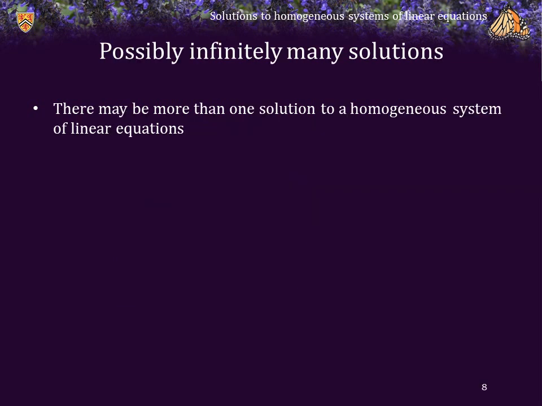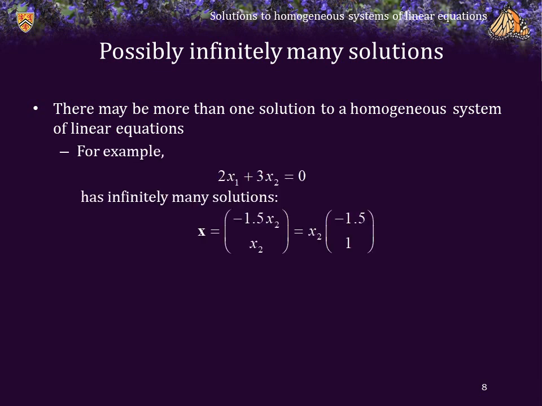Now, of course, there may be more than one solution to a homogeneous system of linear equations. For example, if I have the single equation shown here, then it does have infinitely many solutions, specifically all scalar multiples of the vector (-1.5, 1). Of course, if x2 is equal to 0, then so is x1.